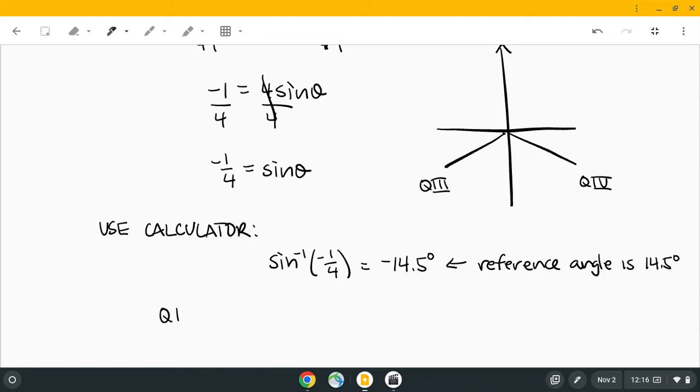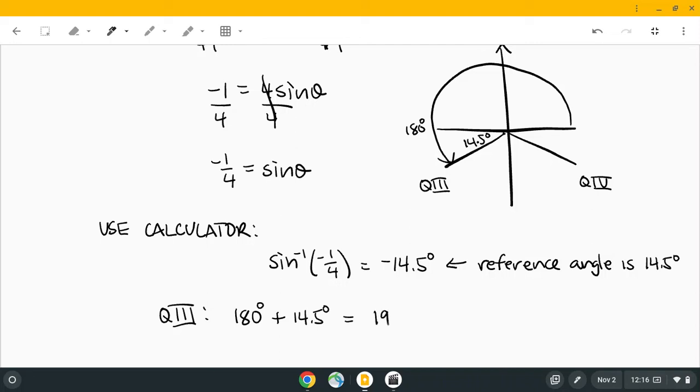So quadrant 3, let's start with that one. So we're going all the way around here. Reference angle is 14.5 degrees, and this is 180. So 180 plus 14.5, and that will give me 194.5.